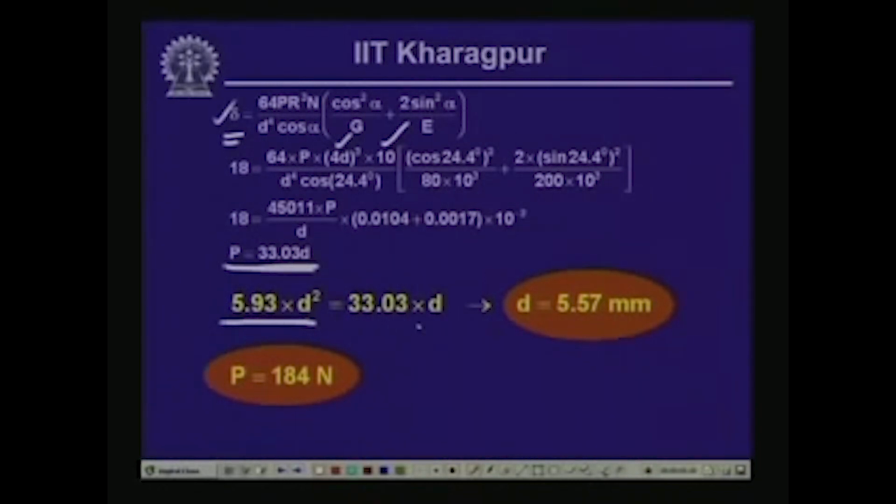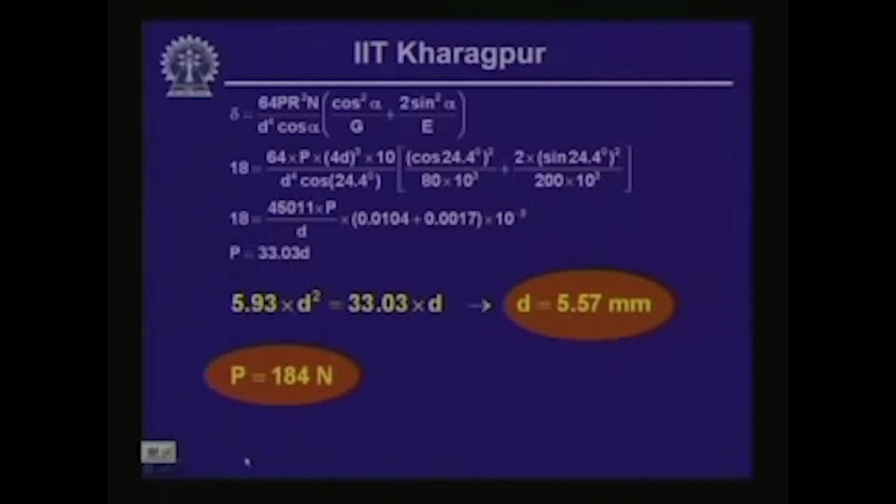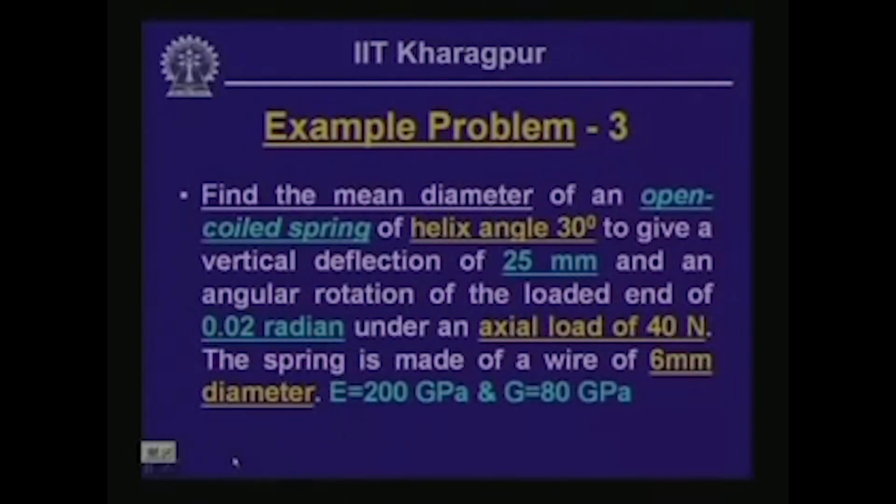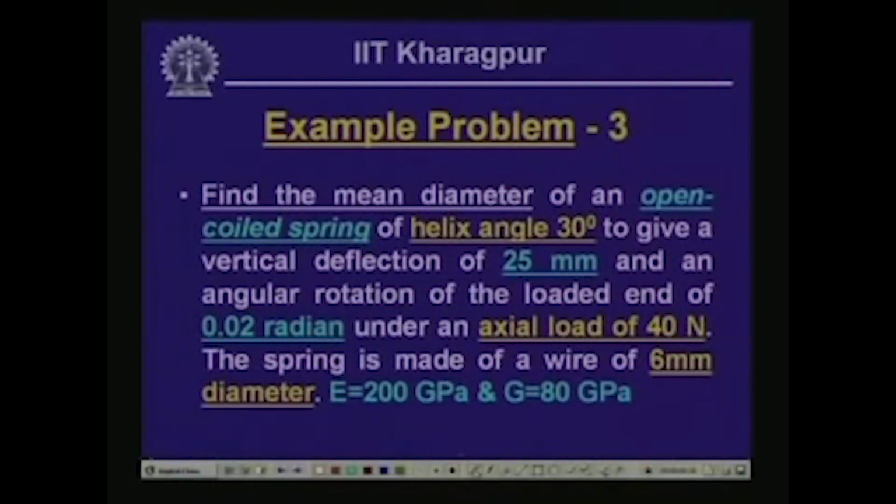Now, if we equate these two, from this we get the value of d, the diameter of the wire, as 5.57 millimeter, and if we substitute this value of d in this particular expression, we can get the value of P, which is equal to 184 Newton. So, these are the values of the allowable P and the diameter of the wire that is to be used for forming the spring.